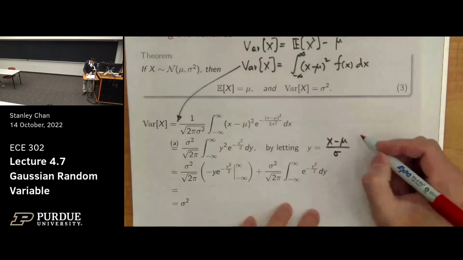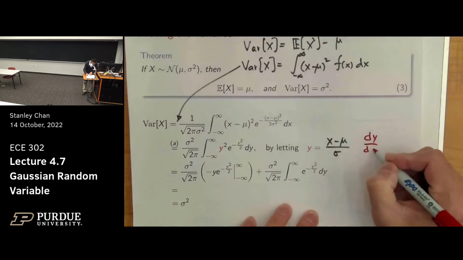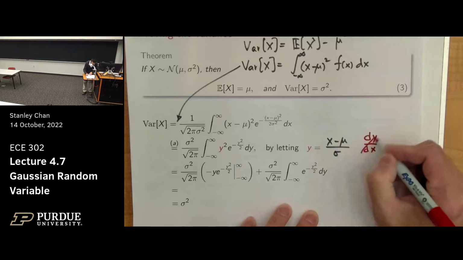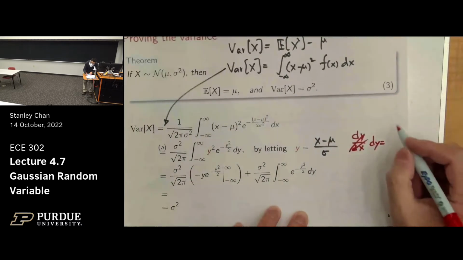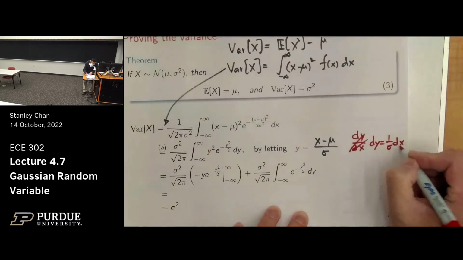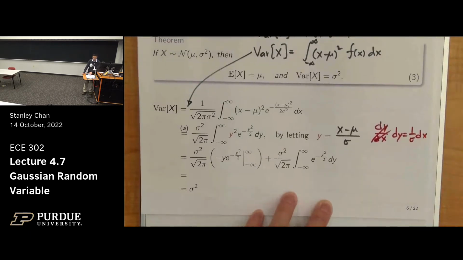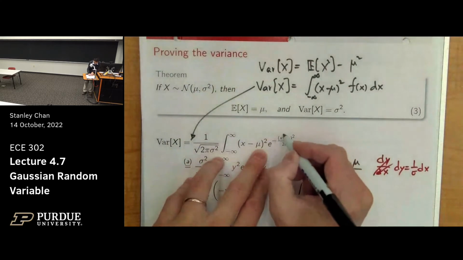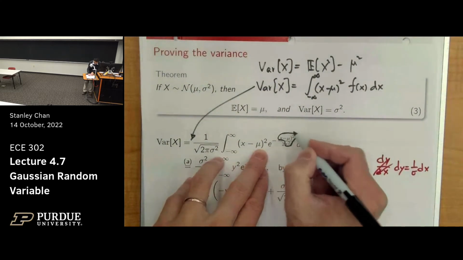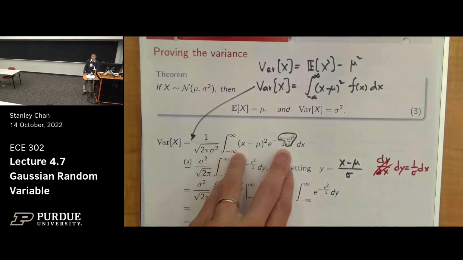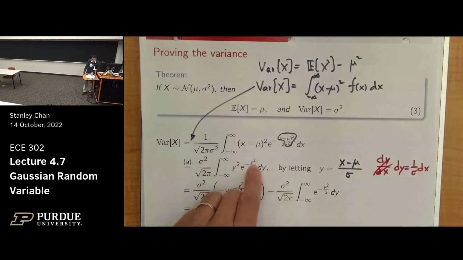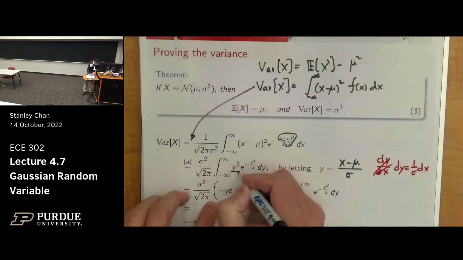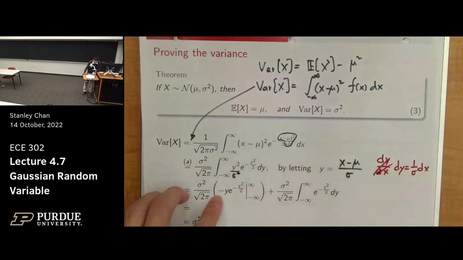And so if we take the derivative, dy will become 1 over sigma times dx. So what it means is that, first of all, I have this (x minus mu) over sigma, the entire thing squared, which will become y squared. And this (x minus mu) squared, but don't worry, you also have this sigma squared here. There's a sigma here. There's a sigma here.